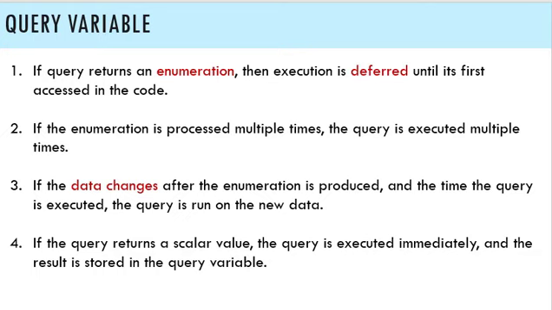So in summary, if a query expression returns an enumeration, the query is not executed until the enumeration is processed. If the enumeration is processed multiple times, the query is executed multiple times. If the data changes between the time the enumeration is produced and the time the query is executed, the query is run on the new data. If the query expression returns a scalar, the query is executed immediately and the result is stored in the query variable.